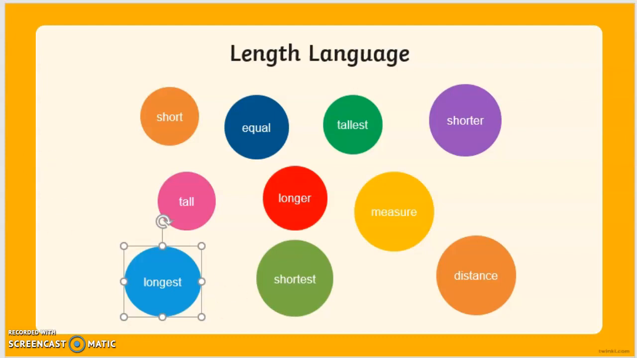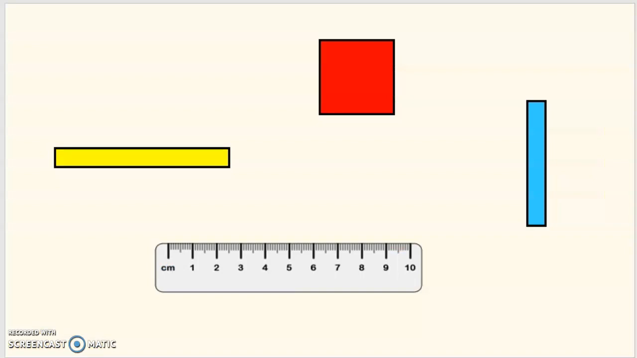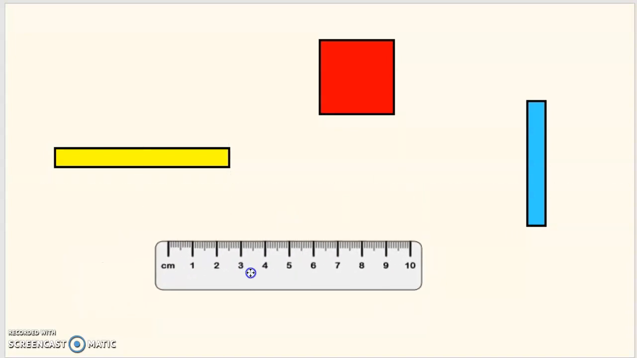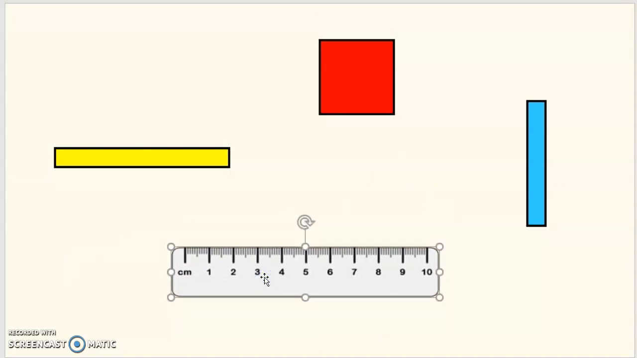Okay, so what we're going to do now is we are going to be learning to measure using a ruler. Now, if you don't have a ruler at home, that is okay. I will also put a printable one in the document so you can print it off and use that as a ruler.